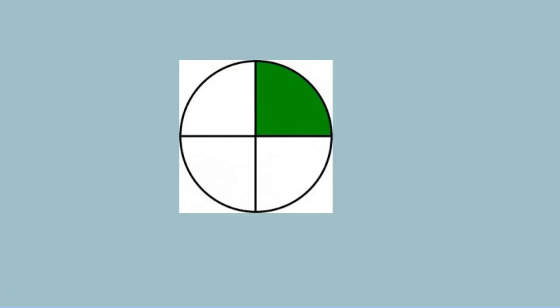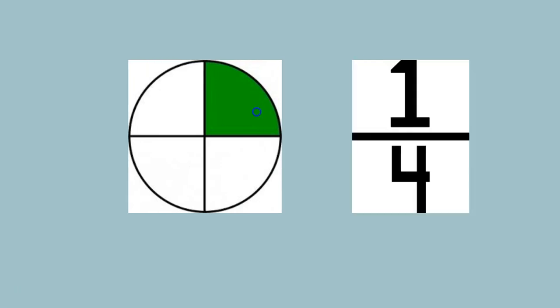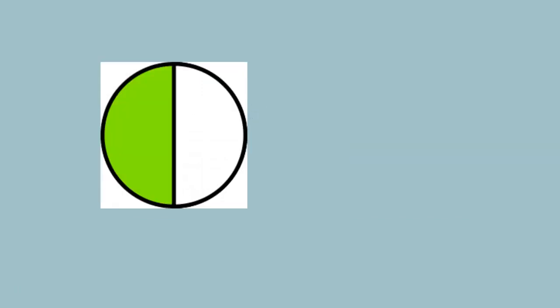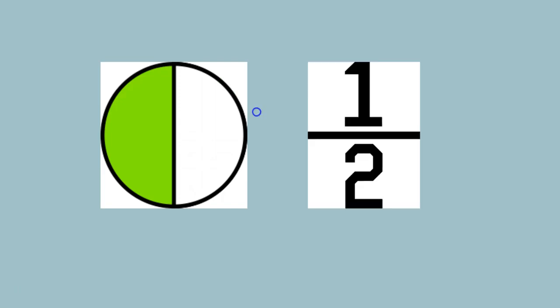Now let's practice. What fraction is shaded on this shape? If you said 1/4, you would be correct. The next shape, what fraction is shaded on this shape? If you said 1/2, that would also be correct. Notice that both pieces are cut equally.